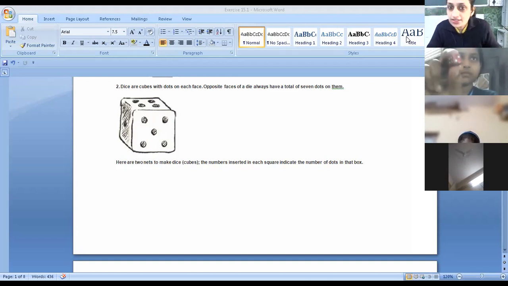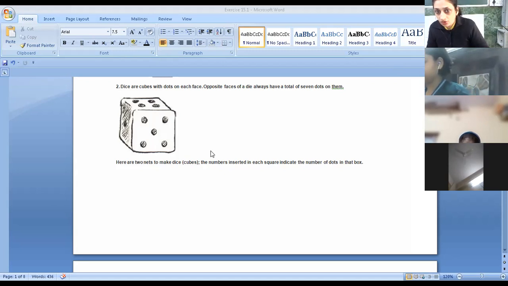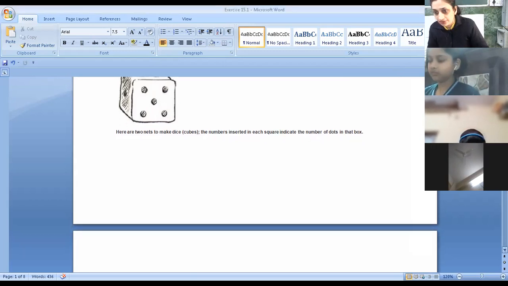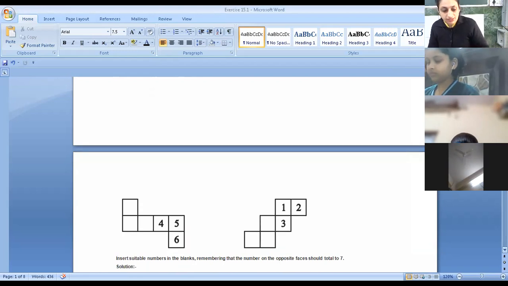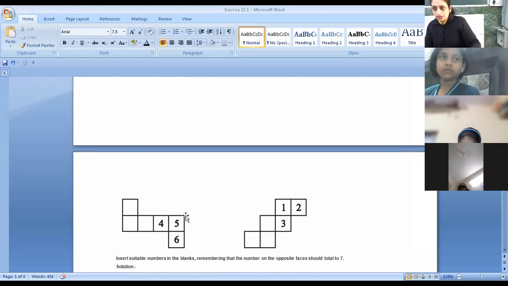So always when you are adding up the opposite sides of a dice, you will get the total as 7 dots. Okay? So these are the dots which are on the dice. When you play the dice, the total always comes 7 on the opposite sides. Okay? Can you see the net which is given in your book? These 2 nets are given in your book.